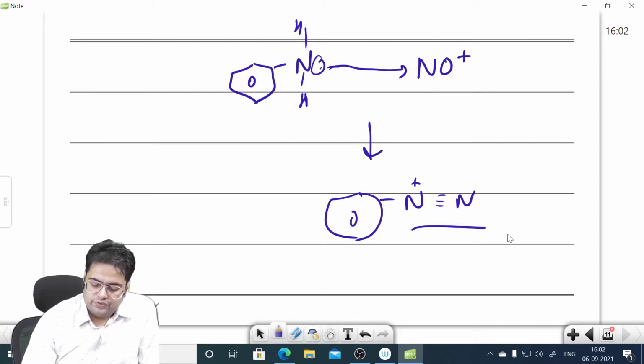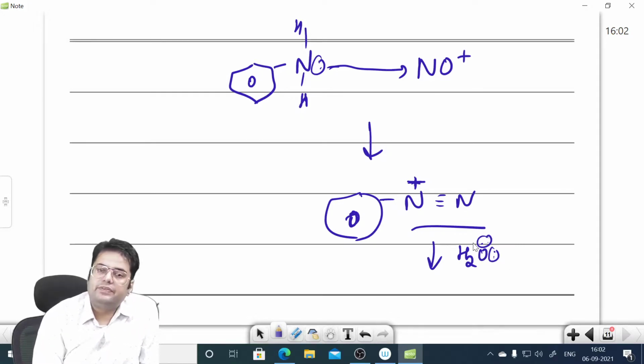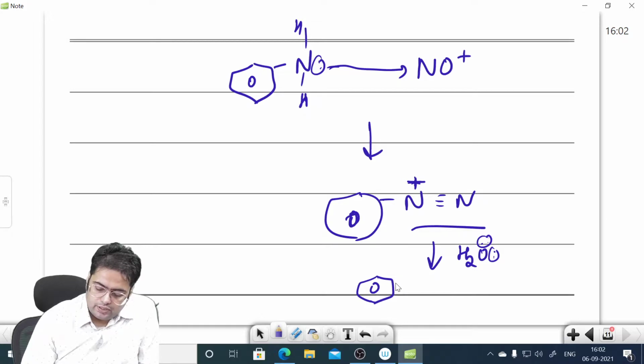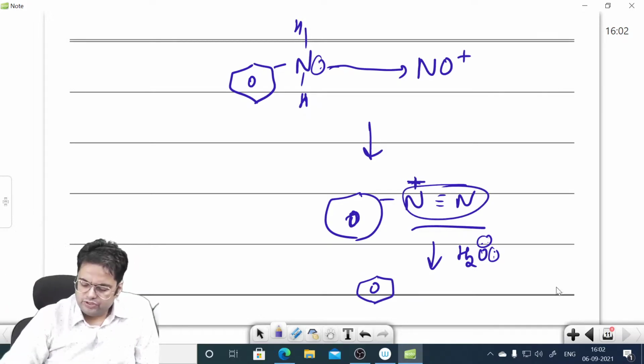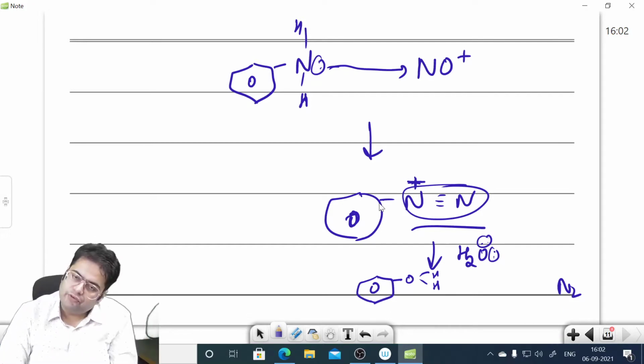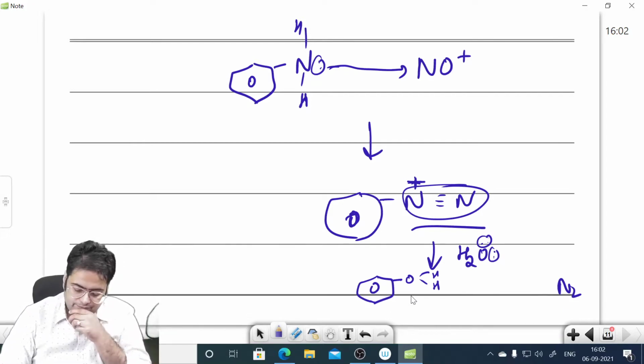Fine, my dear students. So now what is the other possibility? In this case, if you want to add H2O, so again H2O is having these 2 lone pairs. So what is going to happen next? The N2 will come out by forming nitrogen, and this will get attached to this positive charge and form this.